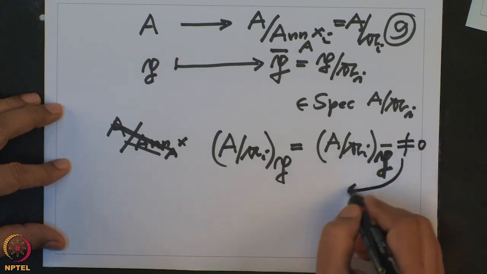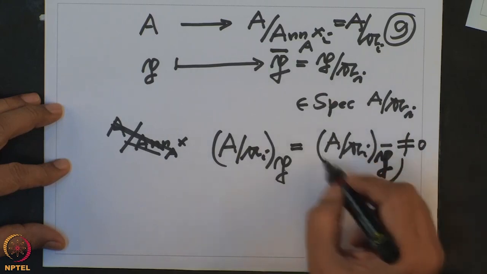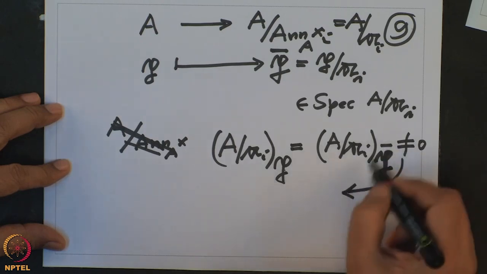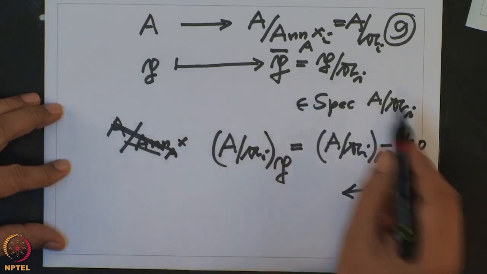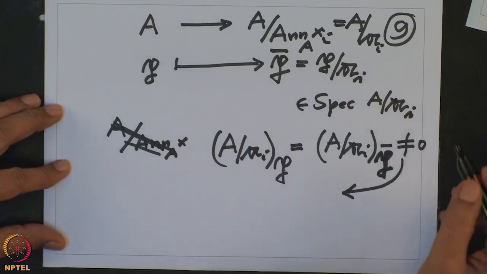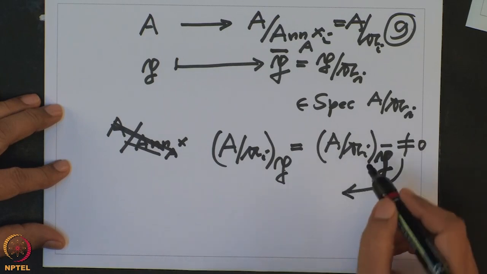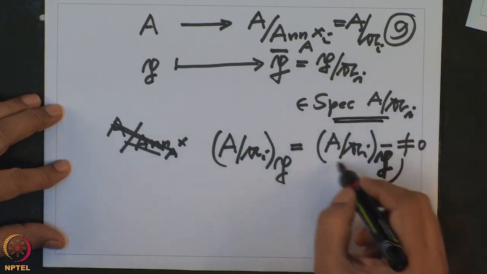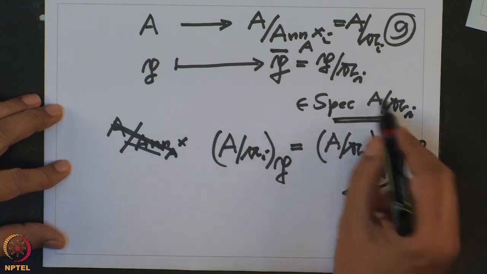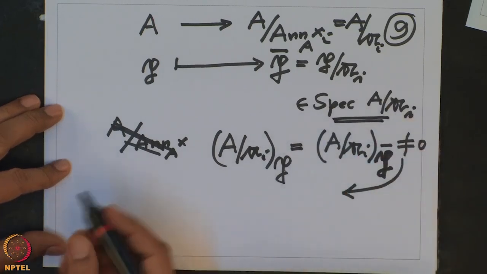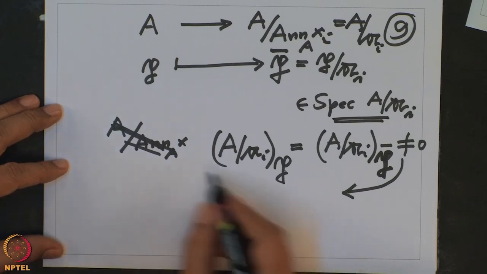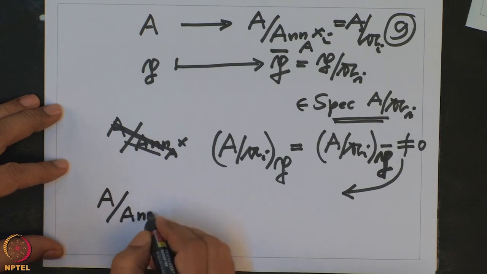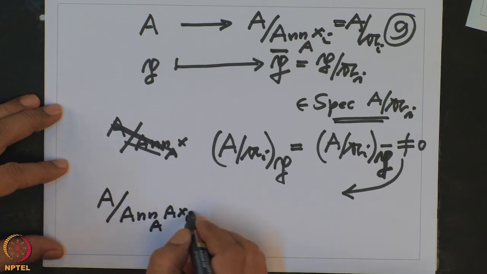This is non-zero because P bar is a prime ideal in this ring, and it's non-zero because it's a proper ideal. P is a proper ideal. I have noted that if you take a ring, then every element in the spectrum is in the support. So this P bar is in the spectrum of this ring. So therefore every element of the spectrum of that ring will be in the support. So therefore what we proved is A modulo the annihilator of AXI.